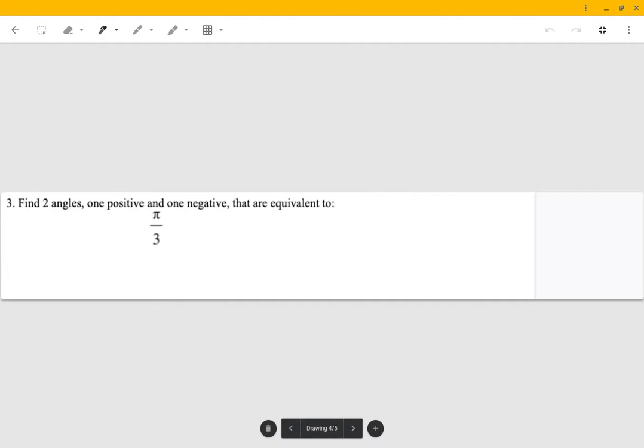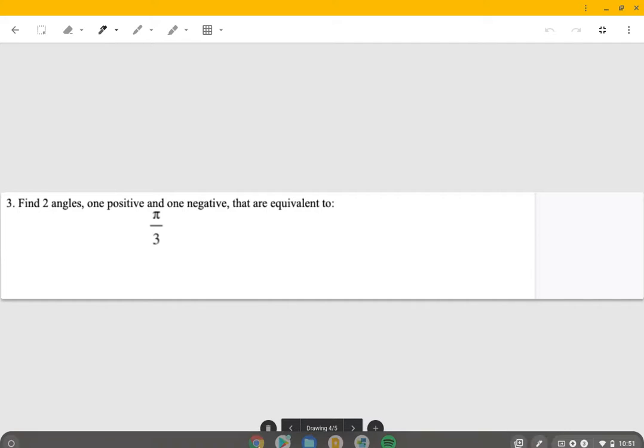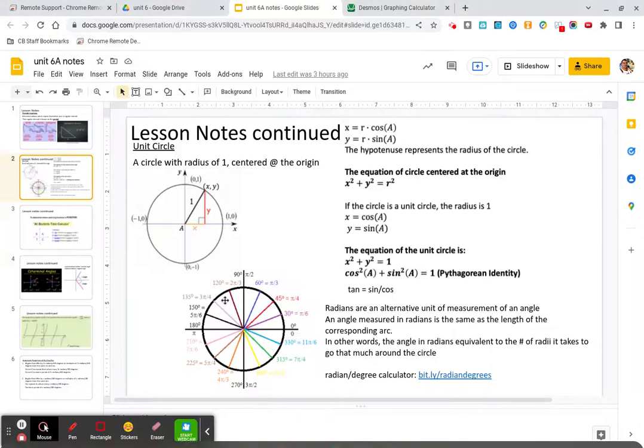Number 3, find two angles, one positive and one negative, that are equivalent to pi over 3 radians. For me, the easiest way to do this is to simply convert this to degrees, find your two equivalent angles, and then convert back to radians. So first, let's go back to our notes here.